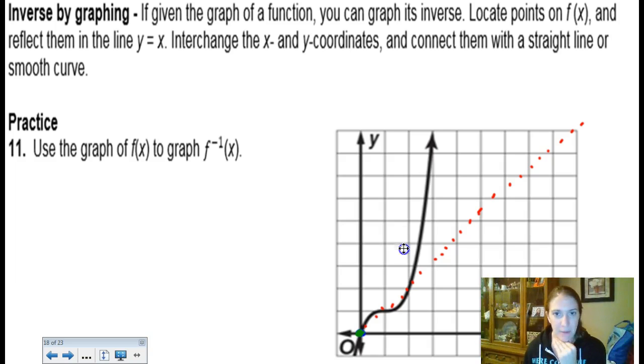There's a lot of common points because a few of these points end up on the identity function. Like for instance, 1, 1 is also still going to be 1, 1. 2, 2 still going to be 2, 2. The difference is going to occur beyond that.